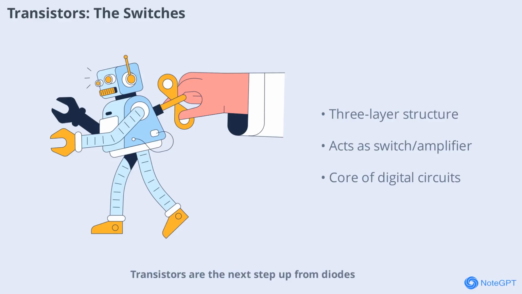Transistors are the next step up from diodes. They're made by combining three layers of semiconductor material, creating either NPN or PNP structures. Transistors can act as switches or amplifiers, making them incredibly versatile. By applying a small current to one part of the transistor, we can control a much larger current flowing through another part. This switching ability is what makes transistors the heart of digital logic circuits in computers.